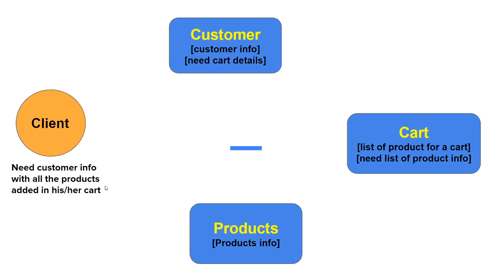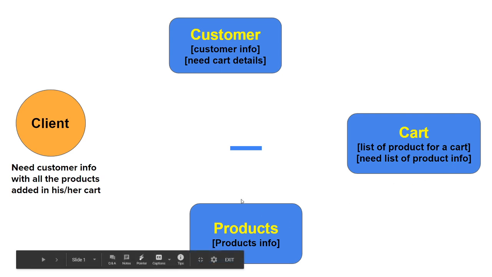For that, you can see on screen. The client has a requirement: he needs customer information along with the products that are in his or her cart. Each microservice has its own features, so let's go one by one. Customer has customer info and it needs cart detail, so it has to communicate with cart. Now cart has cart information where the list of products is added, but it doesn't have product information. For that it has to connect with products.